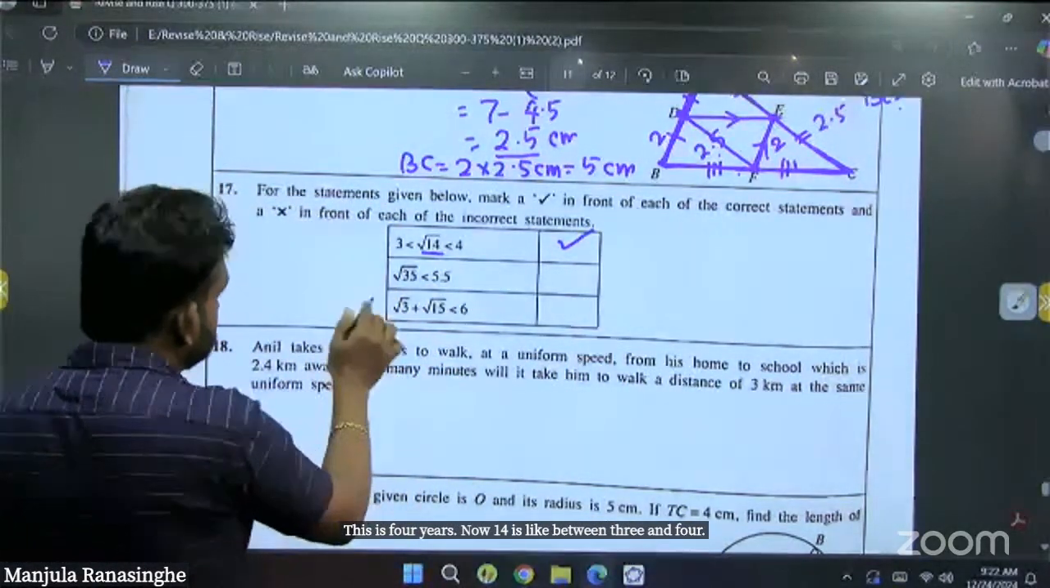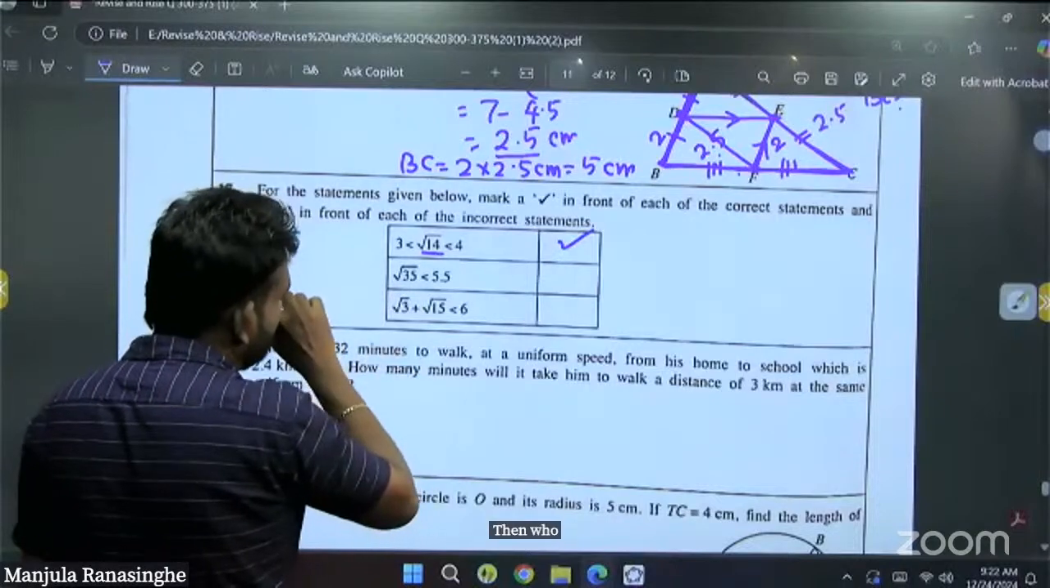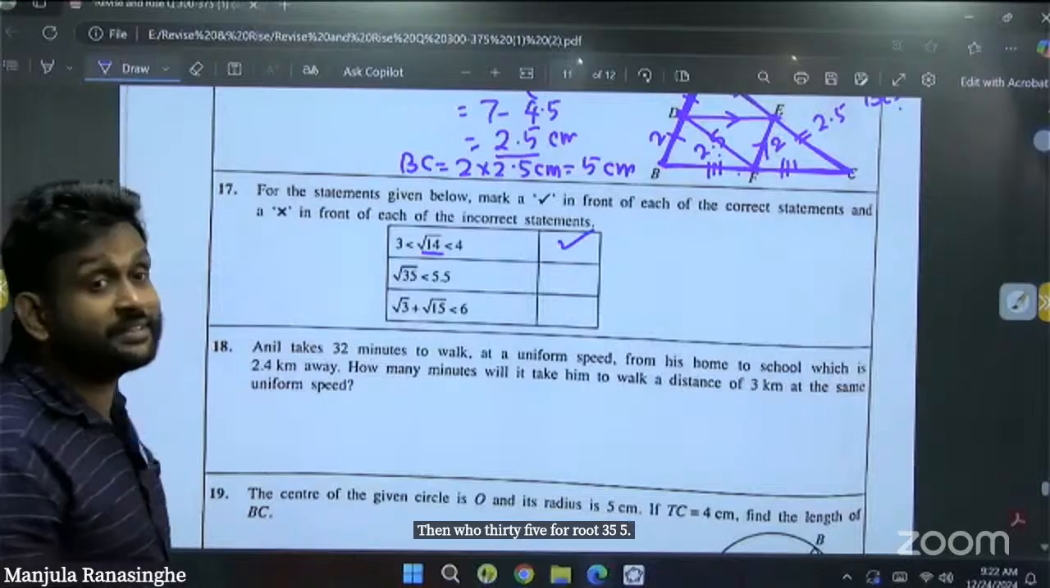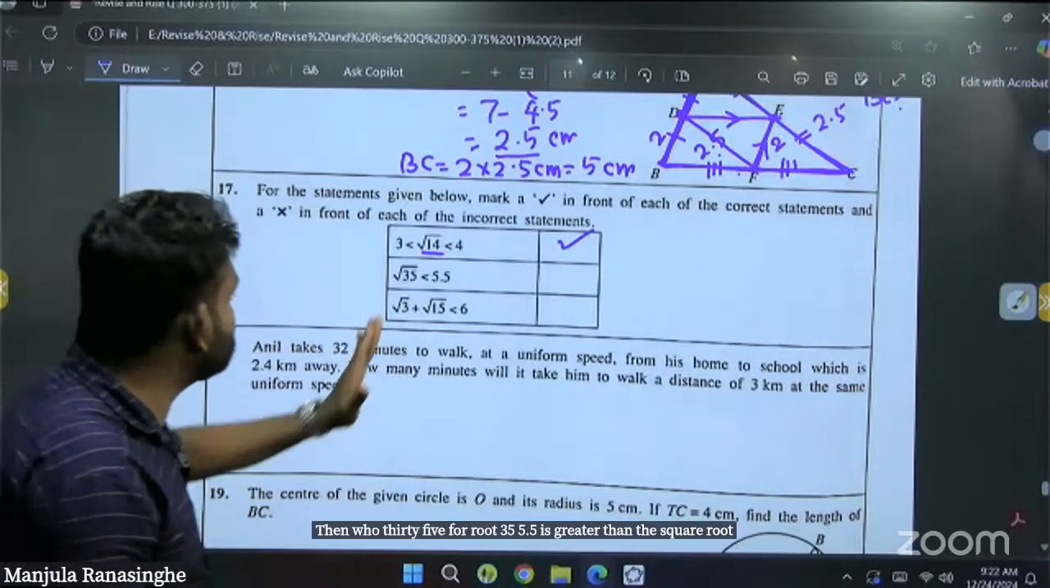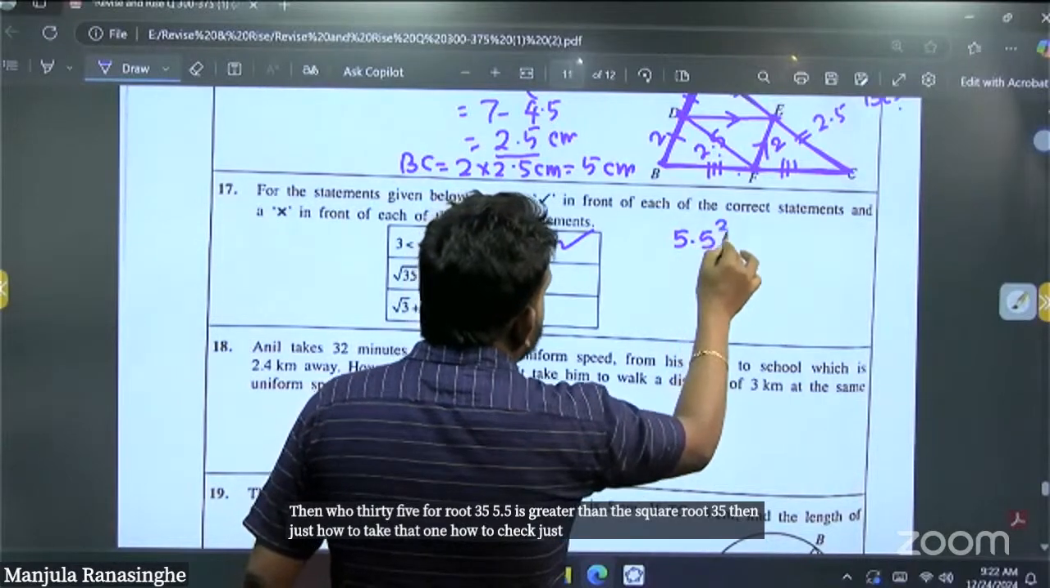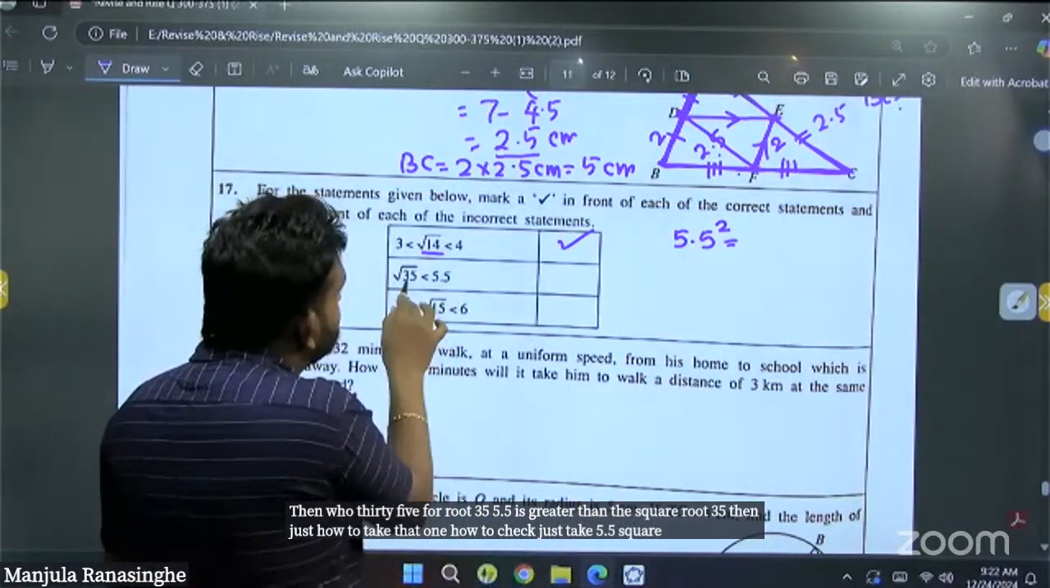Then root 35. Is 5.5 greater than the square root of 35? Then how to check that one? Just take 5.5 square and check whether that is greater than 35.